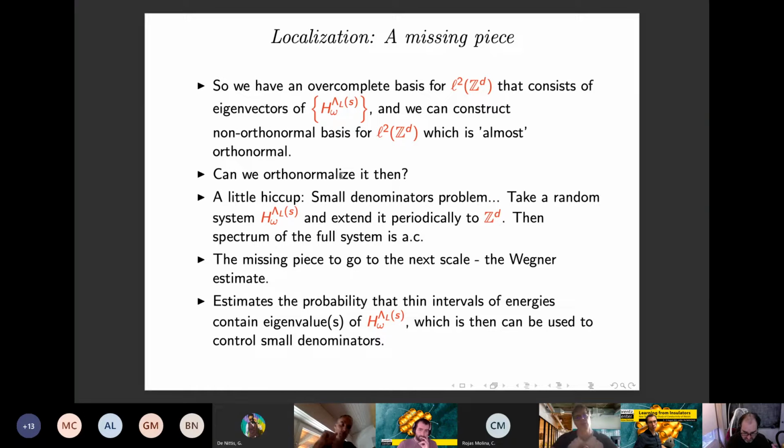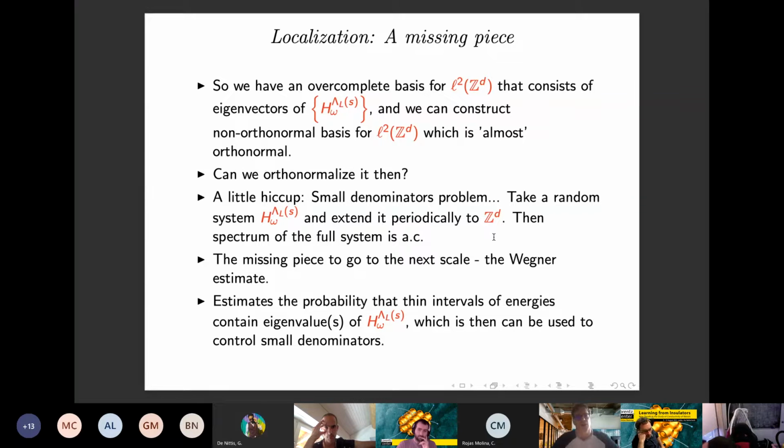And why it is not so easy, it's easier to just construct an example where you see that things can go badly. You take a random system on a box Lambda_L and just extend it periodically to the whole Z^d. Then you see that it's a periodic system. Of course, on each scale, if you take any box of size Lambda_L, you see a random system. But if you look globally, it's a periodic system, and in particular, its spectrum is absolutely continuous.